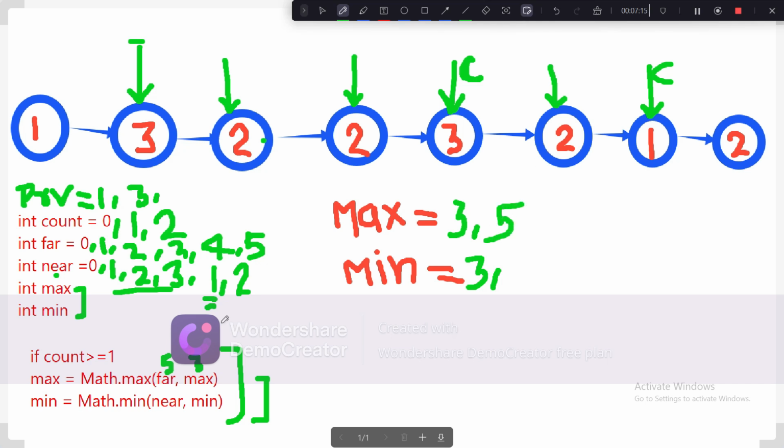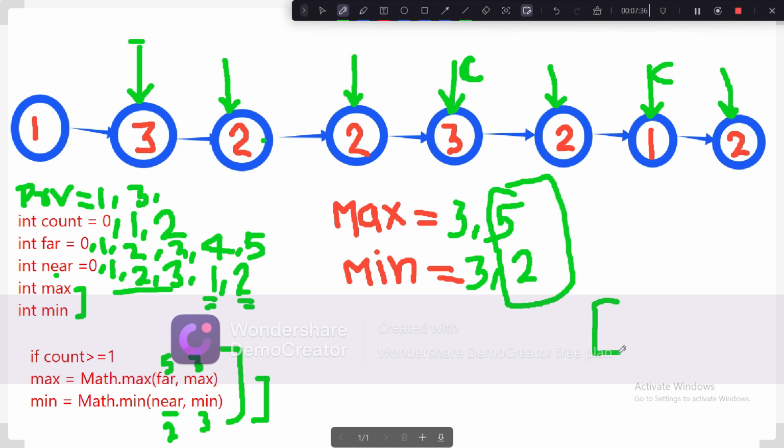Now come to here, the current value of near is 2, and min is 3, so which one is smaller? 2 is smaller, so the new value would be 2. Now we will come to here, but this guy is already the last one, so we don't have to bother about it. So what would be our value? These would be our answer, 5 and 2. So our array should have the smallest one first: 2 and 5 would be our answer.